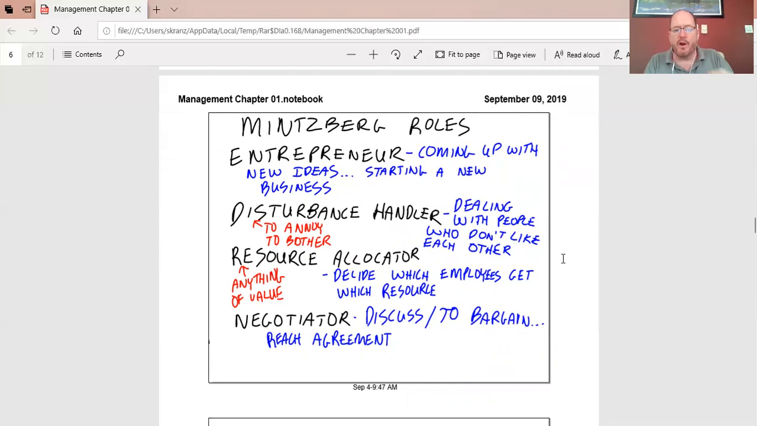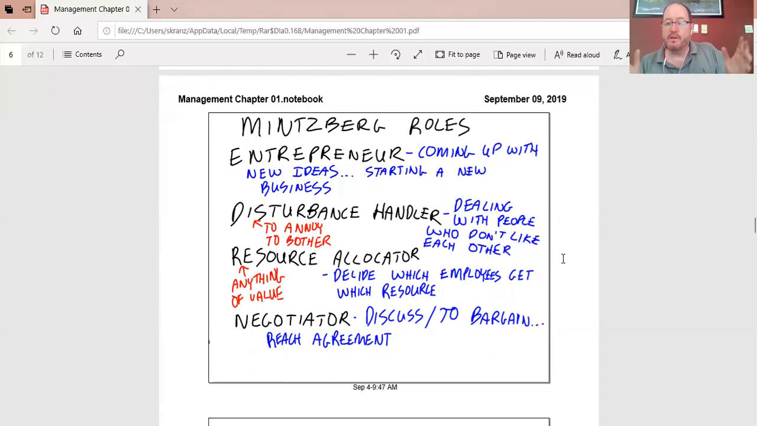The term resource we already had means anything of value, and it's deciding which employees get what resource. Who gets the new computer? Who gets the office? As I joke in class, the most important resource my department chair has to allocate for me is deciding who has to teach at 8 a.m., because I don't like teaching at 8 a.m.